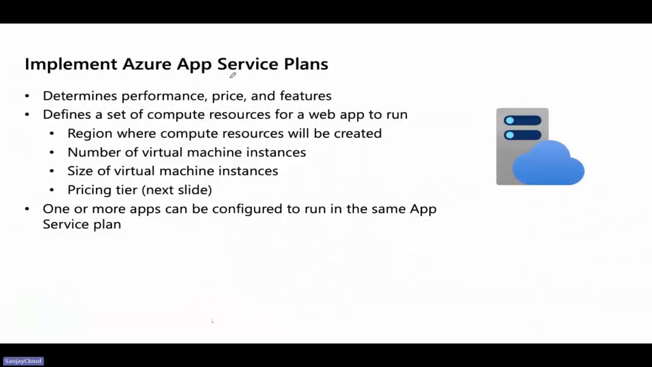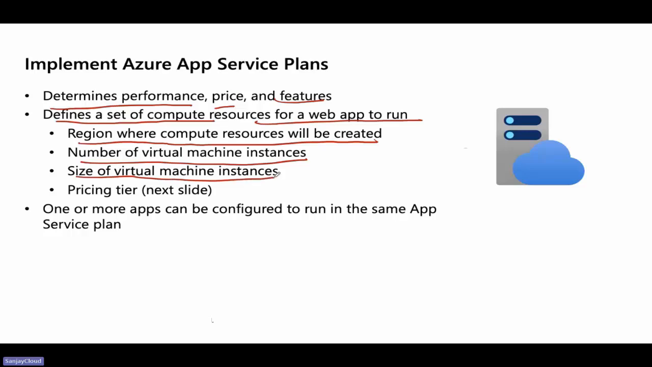First, the app service plan determines performance based on the service plan which you selected, price, and features like custom domain support, SSL support, staging slots, and other features like isolation. It defines a set of compute resources for a web application to run. The compute resources will be created first: the number of virtual machine instances you select into your app service plan, the size of your virtual machine instance, and the pricing tier, which we will discuss on the next slide. One or more apps can be configured to run in the same app service plan within the region. So they should be in the same region.